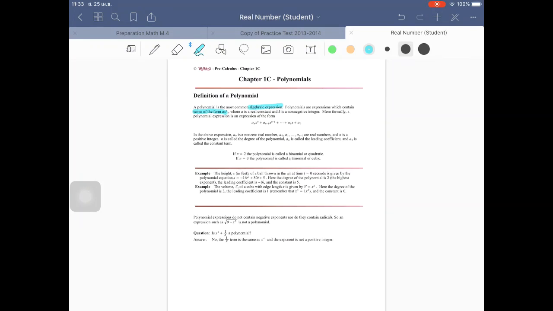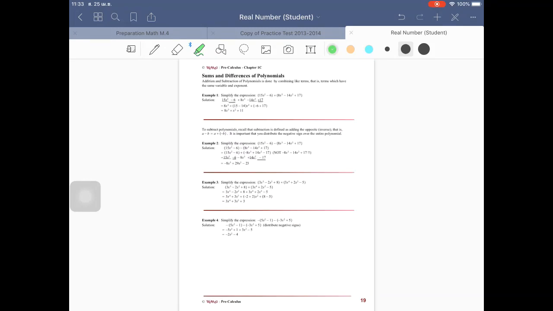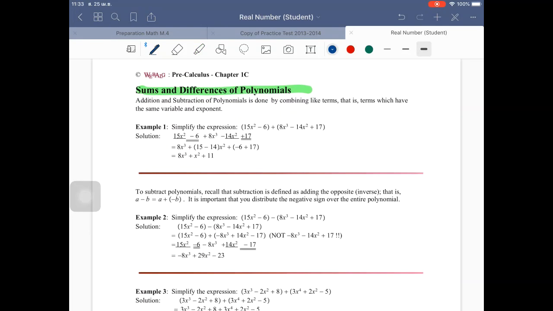Okay. And we will start with the sum and difference of polynomials first, here on page 19. Everyone turn to page 19 about sums and differences of polynomials. Okay, are you ready? Sum and difference mean addition and subtraction. Addition and subtraction of polynomials is done by combining like terms.